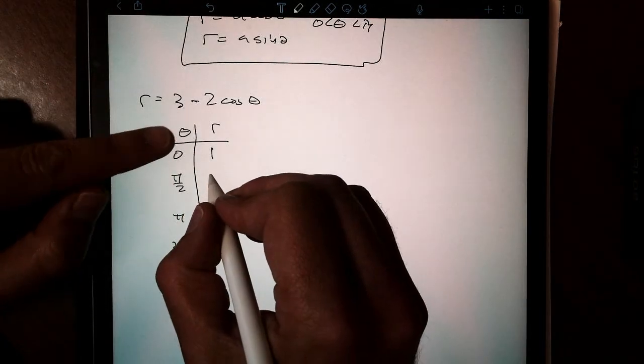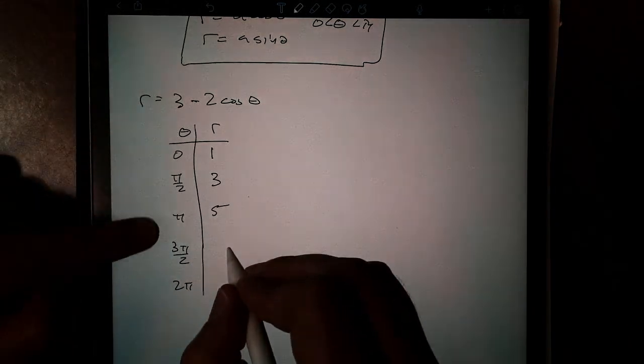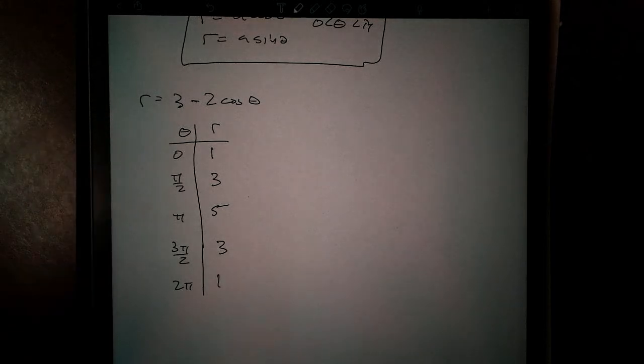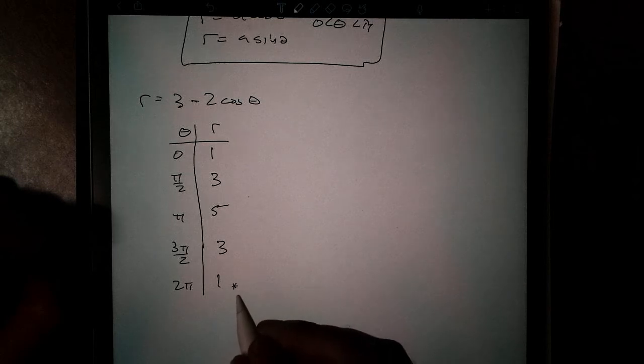Pi over 2 gives cosine 0, so that becomes 3. Plug in pi, cosine is negative 1, so we get 5. Plug in 3 pi over 2 and it's 0 again, back to 3. Plug in 2 pi, that's going to get me back to 1. Now notice, I didn't start repeating until here. That's very important for us, okay?